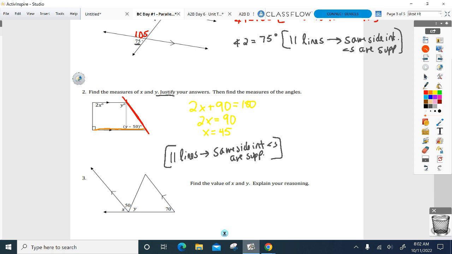There you go. So let's set up that equation now. Y plus y minus 50 equals 180. And now we can solve for y. See, again, identify the angles. Tell me if they're congruent or supplementary. And you don't have to write the justification again. It's the same one we just used.